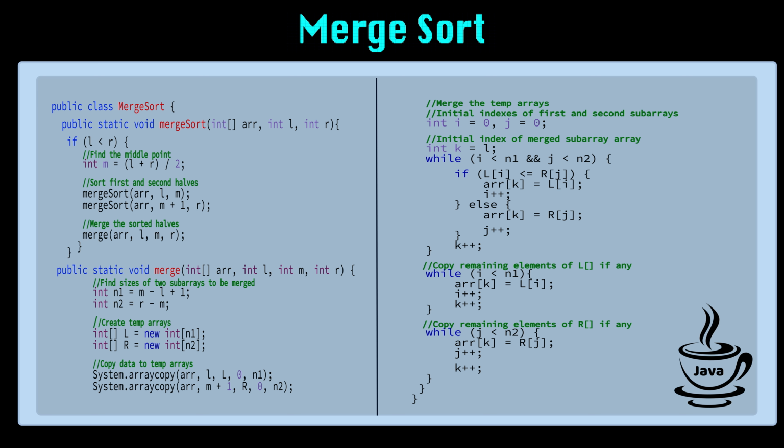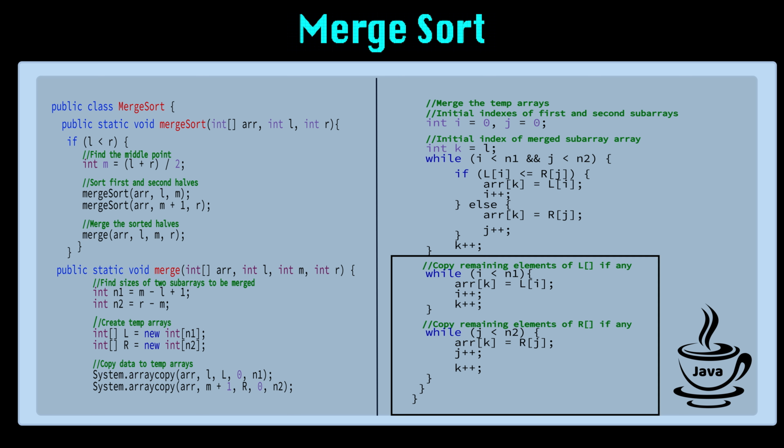And the final step in this merge function is, after comparing the two subarrays, if any elements are still left in the left or the right subarray, we need to put them back in the merged array, right? That's what we are doing in these two while loops. So that is all about the Java code implementation for the merge sort. You can also write a driver function, that is the main function, and test it.